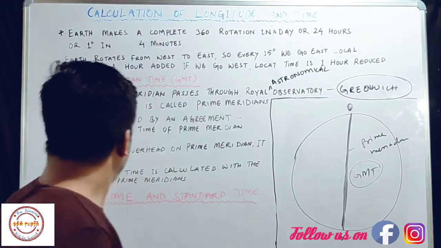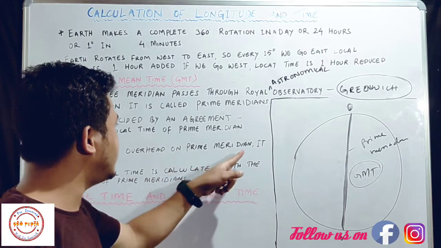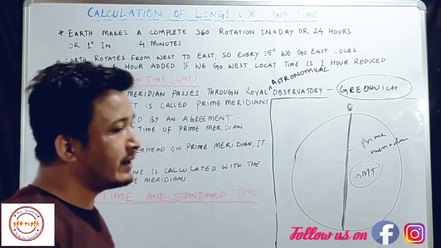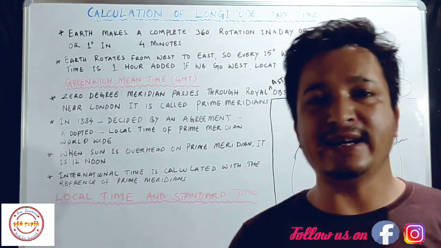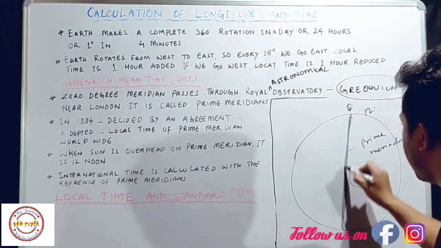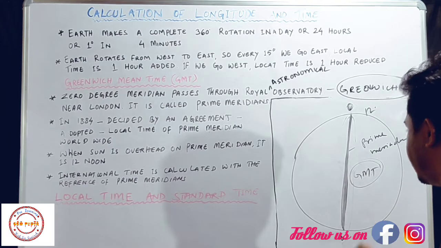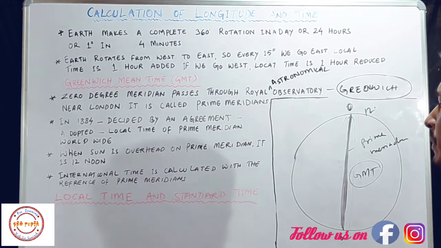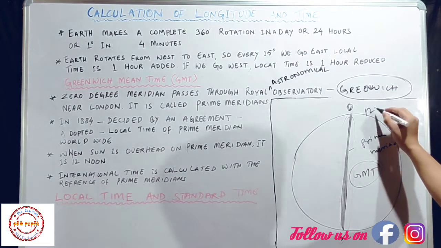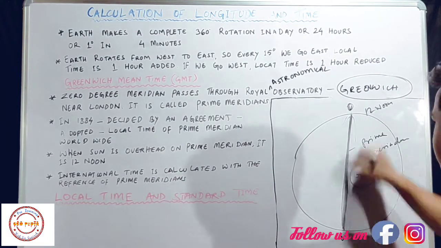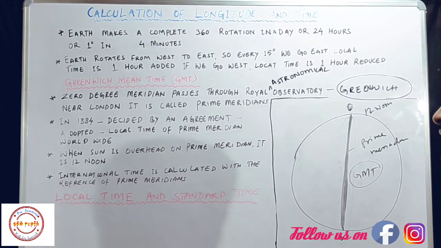Now, when the sun is overhead on the prime meridian, it is 12 noon. How did they decide this? They decided that when the sun is overhead in the prime meridian region, the time will be 12 noon for this region. So they decided in this way.